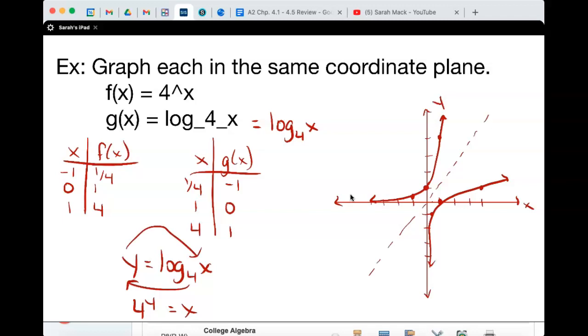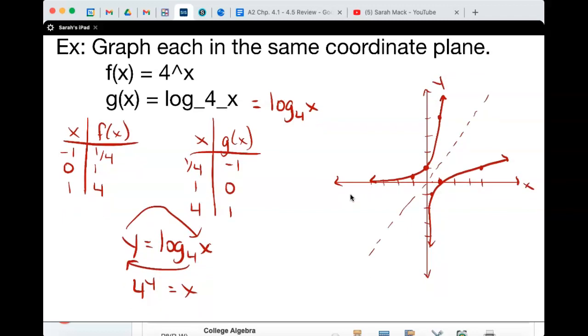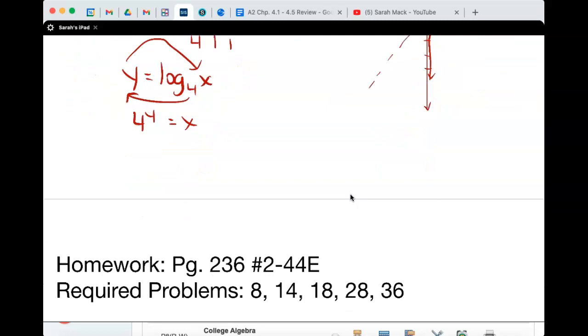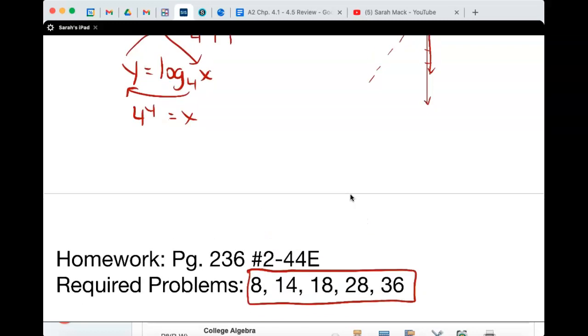Logarithm graphs are always confusing, in my opinion. I can never get them right. Yeah, so this is the first part, we're going to do natural logarithms.